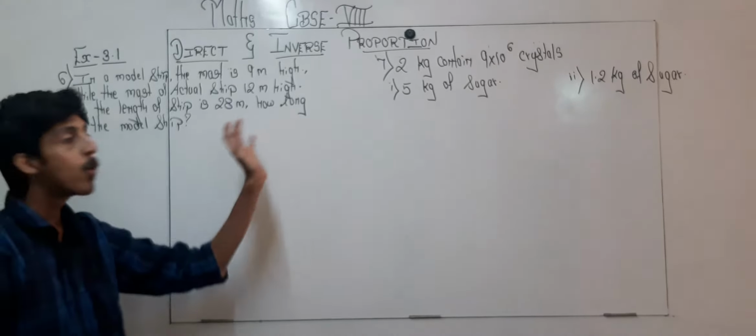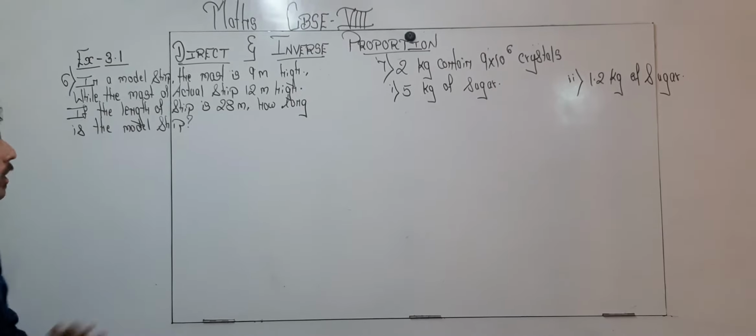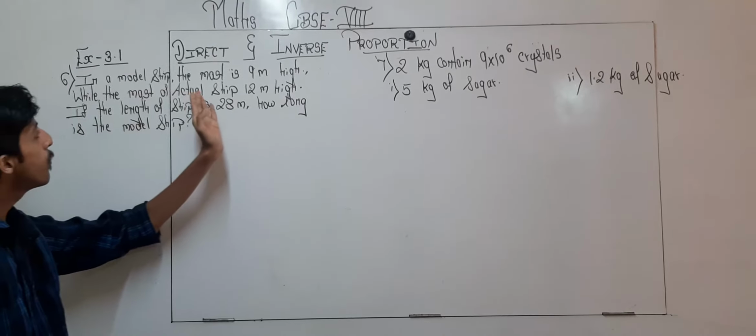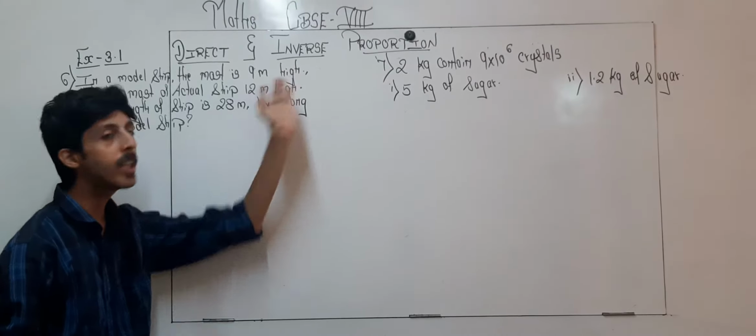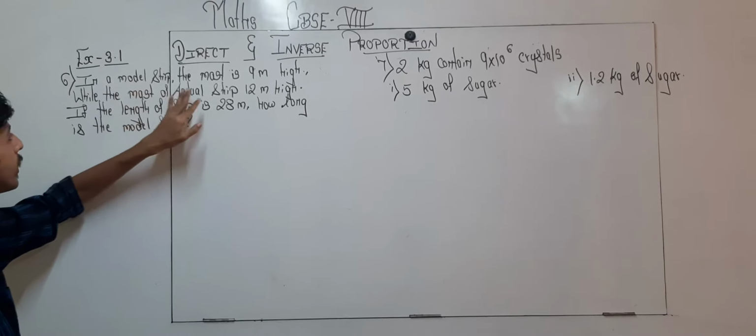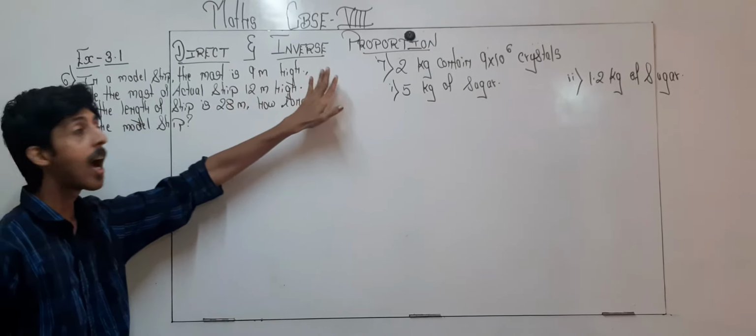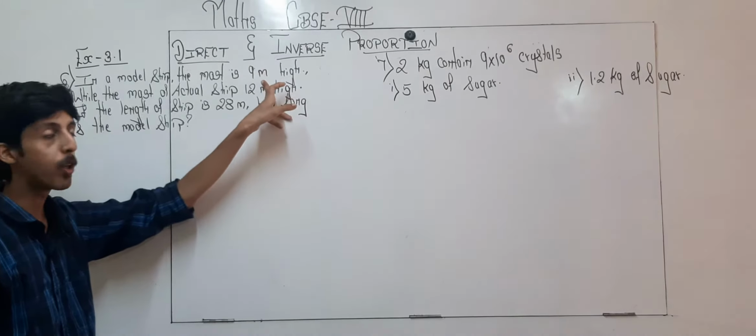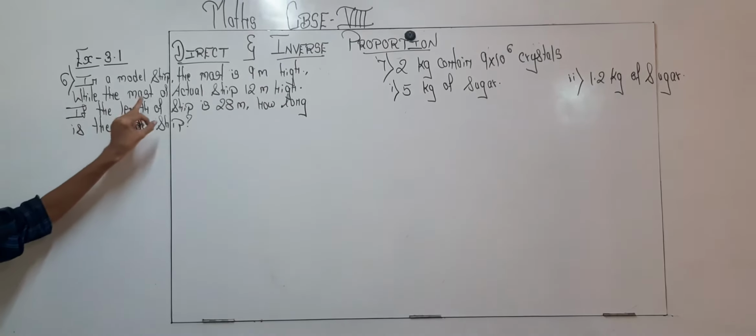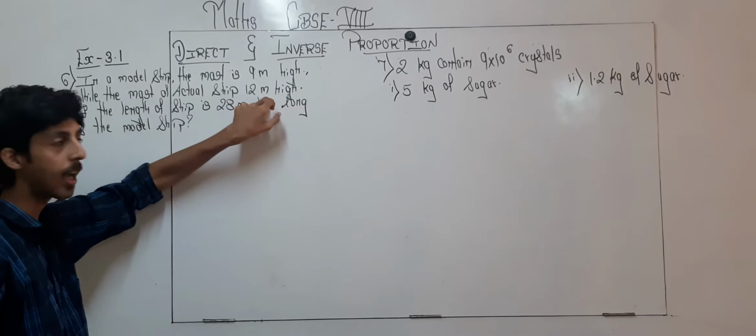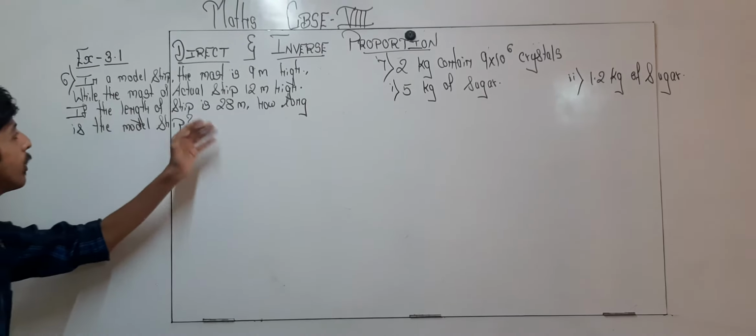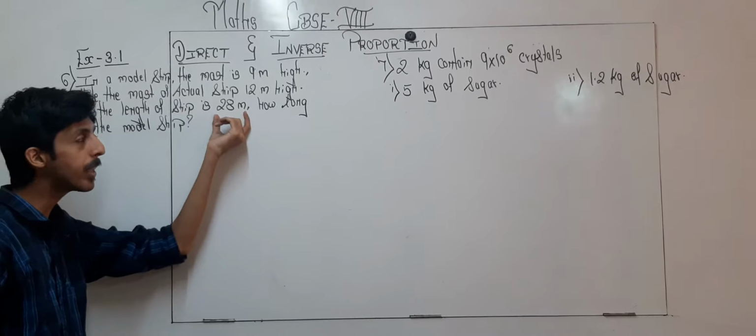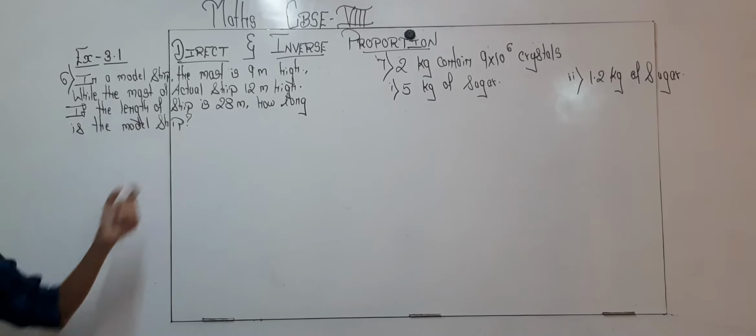Now moving on to our question number 6 over here. In a model ship, the mast is 9 meter high. See over here, in the question it is given 9 centimeter, but it is 9 meter. While the mast of the actual ship is 12 meter high. If the length of the ship is 28 meter, how long will the model of the ship be?